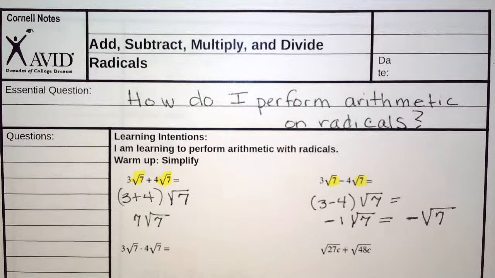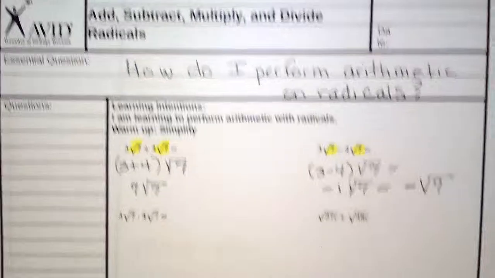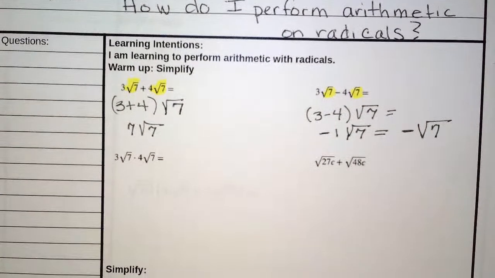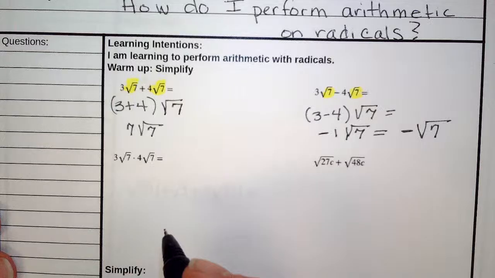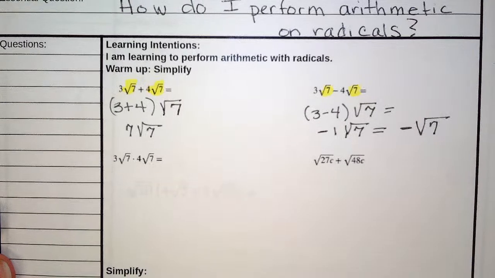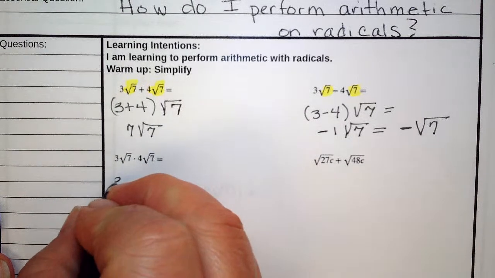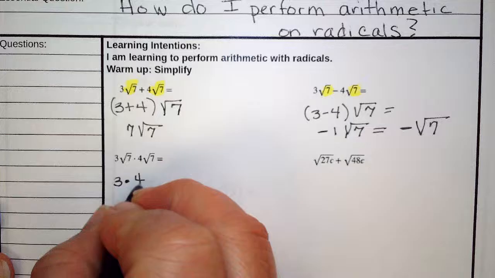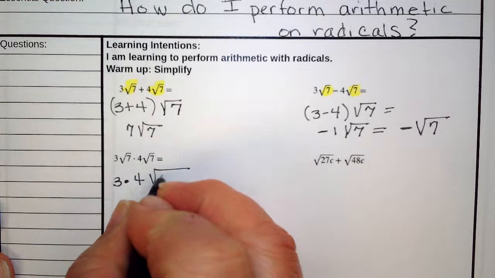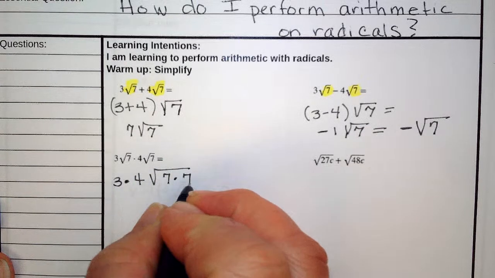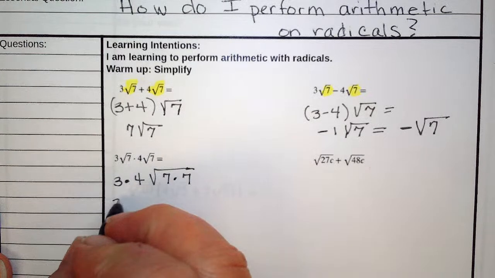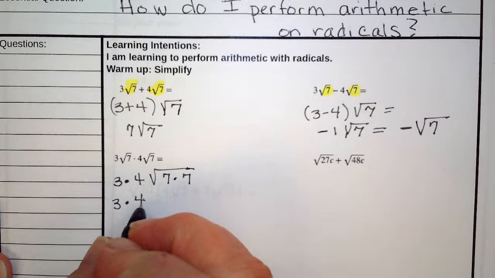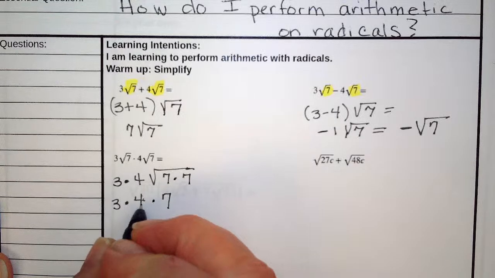Now when you're multiplying, it doesn't matter if the radicands are different. So let's look at the first one. You multiply the numbers together and then you multiply the radicands together. So this is 3 times 4, square root of 7 times 7. Squaring and square rooting undo each other. So this is 3 times 4 times 7.